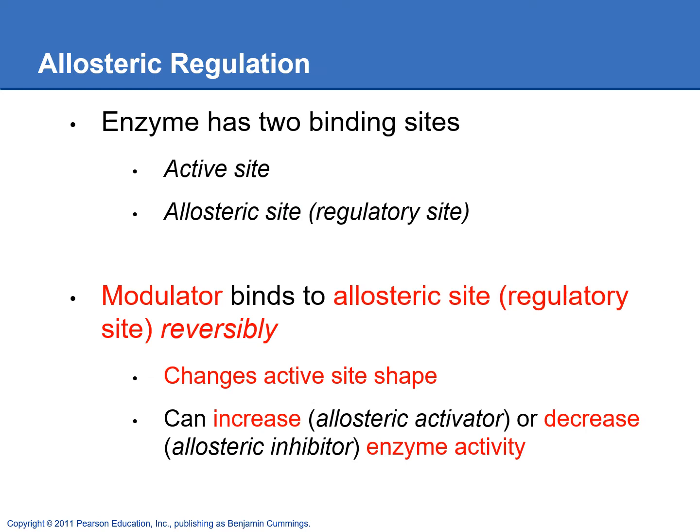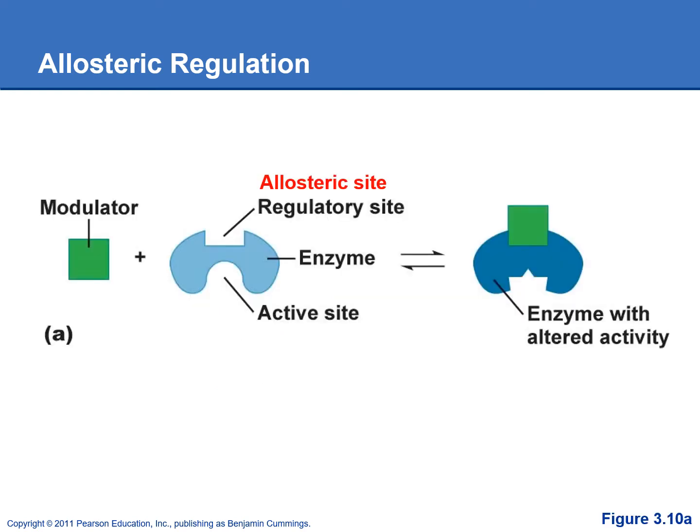So what happens in this is if we look at this picture, we've got our enzyme here with its active site, and somewhere on the enzyme away from the active site, we've got this allosteric site. And that's where the allosteric inhibitor or allosteric activator is going to bind to the enzyme.